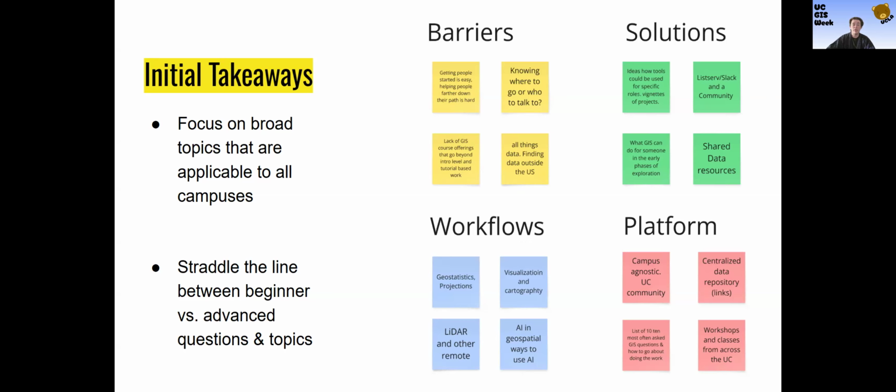Potentially in later iterations of GeoConnect, if we're able to expand on this in the future, maybe we'll be able to dive into some more advanced questions and topics. But for now, we're trying to start at a ground level for an entry level GIS user. Maybe you've taken a GIS class, maybe you've never taken a GIS class, but you just want to make a map. How do you get there?